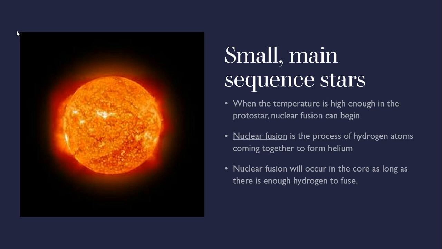Nuclear fusion will occur in the core as long as there is enough hydrogen to fuse. This is the phase our sun is right now. It's kind of weird to think that our sun is just a small star, because it's so big and it provides us on Earth with all the energy we need to do all the things we do, but really it's just a young, small star. This rest of the sequence is going to show us what will happen to our sun within the next billions of years.